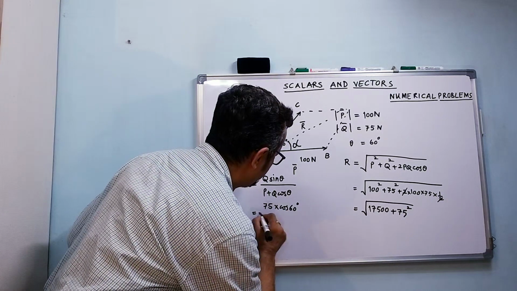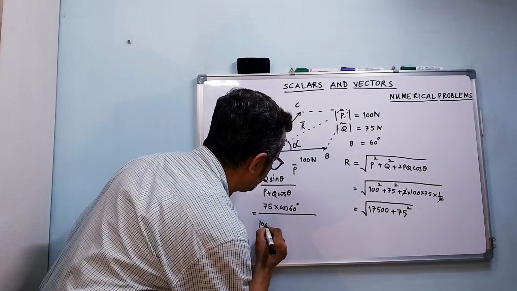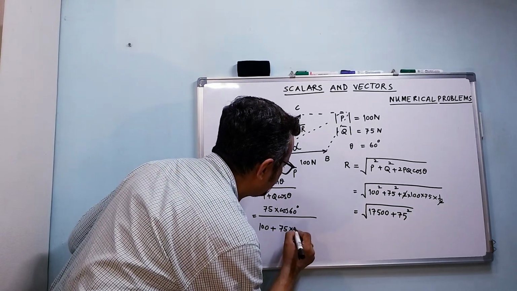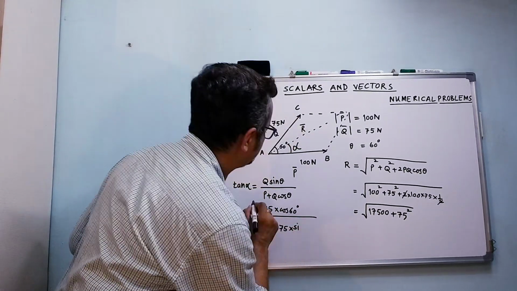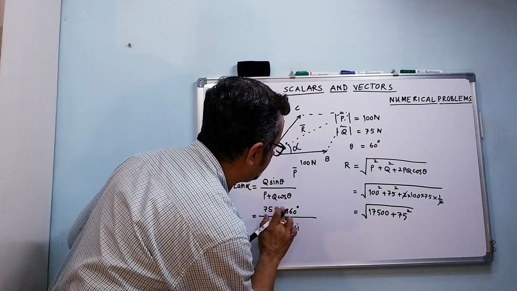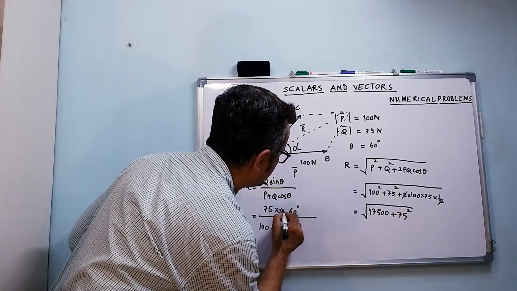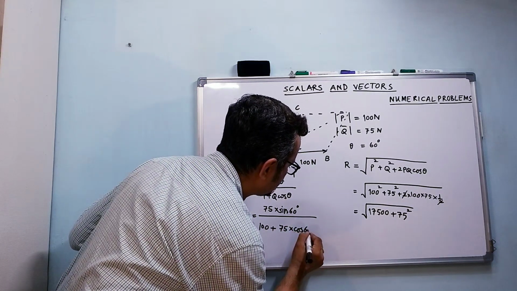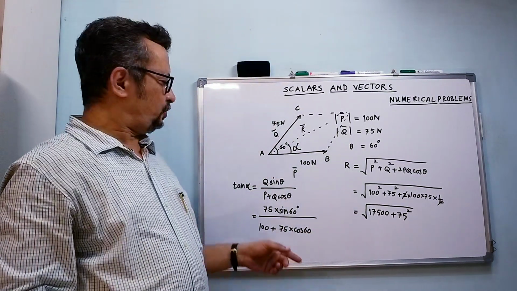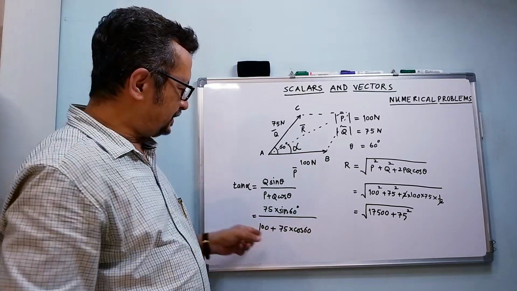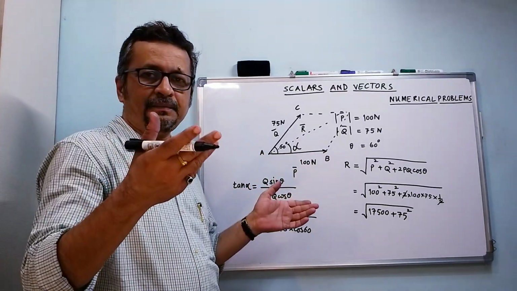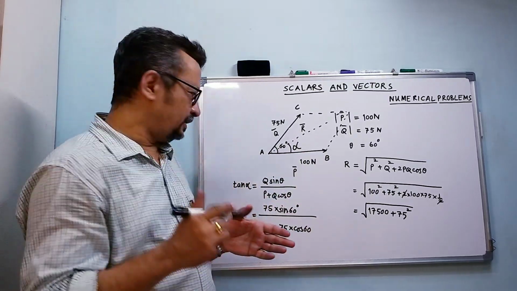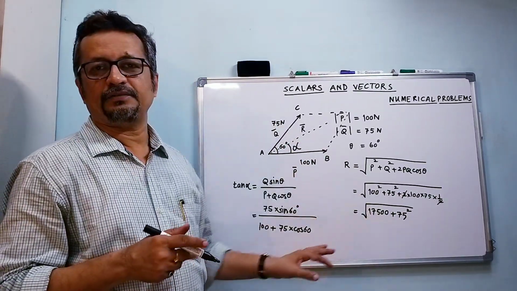60 degrees upon 100 plus 75 into sine, so this is sine 60 and this is cos 60. So now again you can do this on your calculators and get the angle. So you get tan alpha, and alpha is the inverse of whatever value that you get. So you have the magnitude as well as the direction.